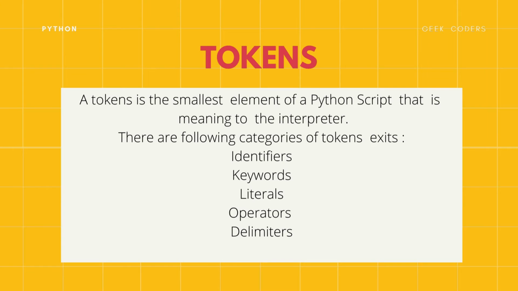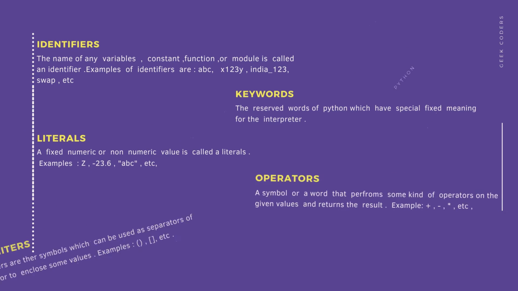Tokens. The smallest element of a Python script that is meaningful to the interpreter is known as a token. There are the following categories of tokens: identifiers, keywords, literals, operators, and delimiters.